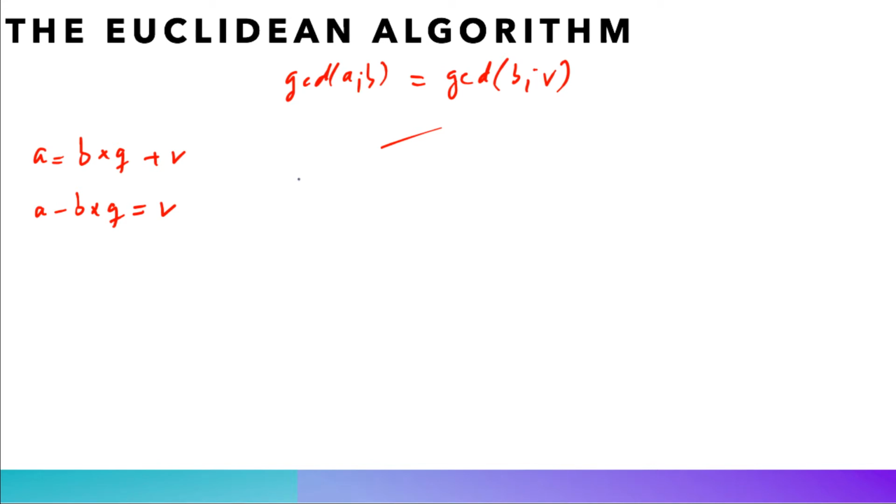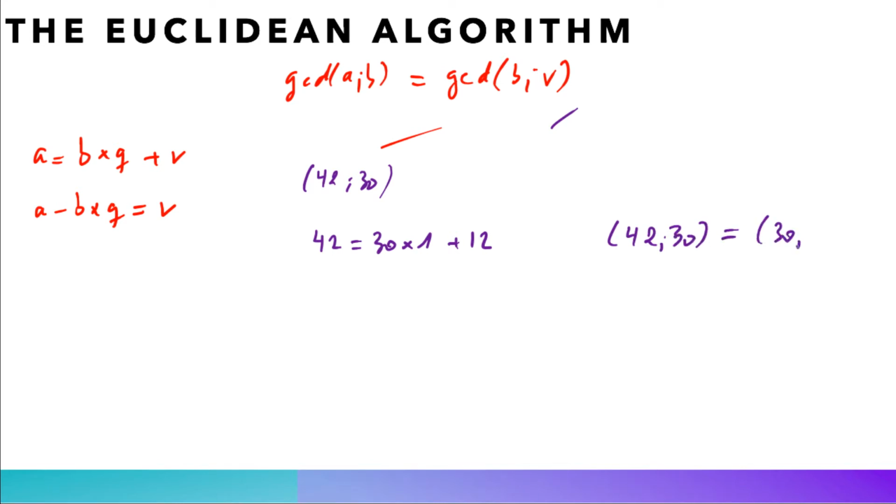Let us see how things work on a concrete example. We get back to our first example, to compute the GCD of 42 and 30. To do this, we divide 42 by 30 to get 42 equals 30 times 1 plus 12, and this equality implies that the GCD of 42 and 30 is the same as the GCD of 30 and 12. Now we divide 30 by 12 to get 30 equals 12 times 2 plus 6, which means that the GCD of 30 and 12 is equal to the GCD of 12 and 6.